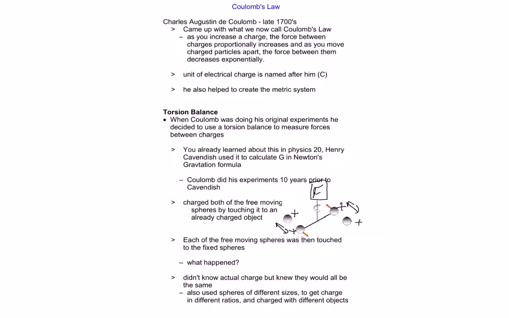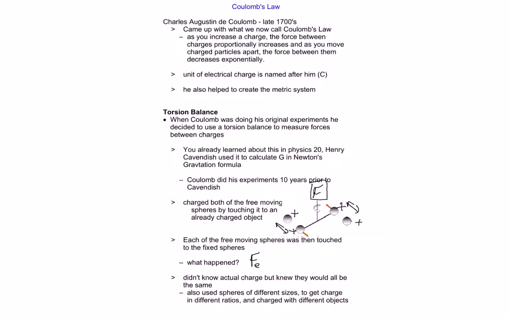So he got them to separate, right? By them separating, he created force, and because it's due to electrostatics, we call it Fe. He didn't know how much the charge was, but he could measure the forces. And he would change the amount of charge by changing the size of the spheres.